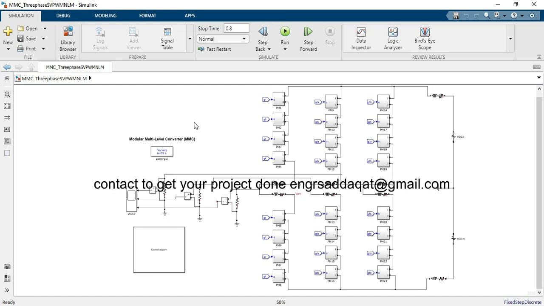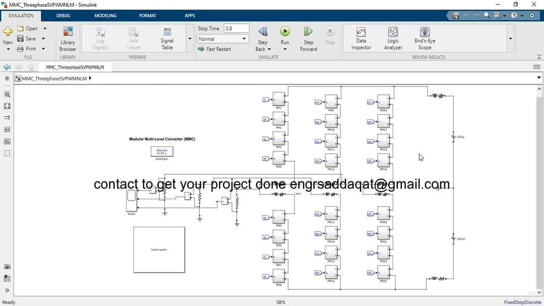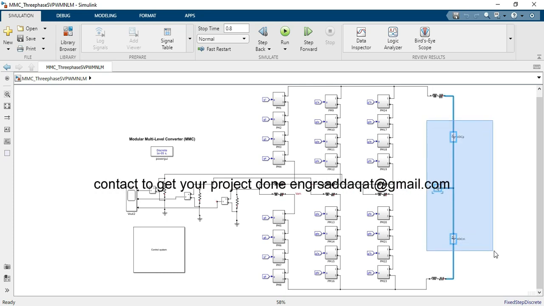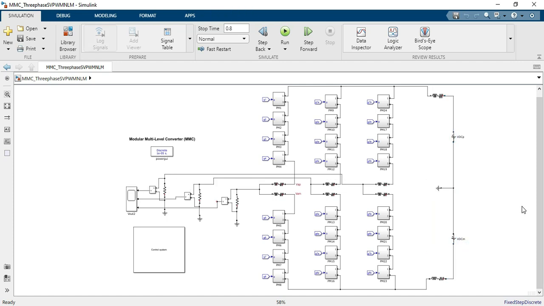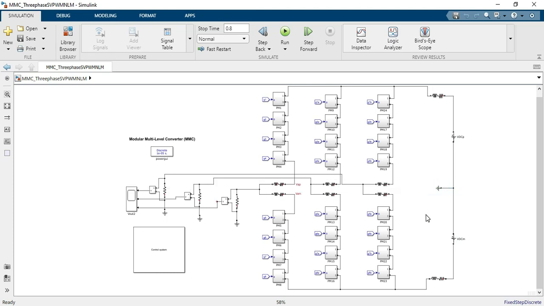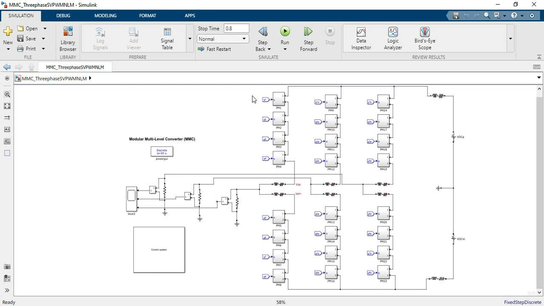Hi. Here we have a three-phase modular multi-level converter, which is used to convert the DC power into the AC power. For the DC source, we have connected two DC sources, and this one is the neutral point of the DC sources. After that, we have a modular multi-level converter.